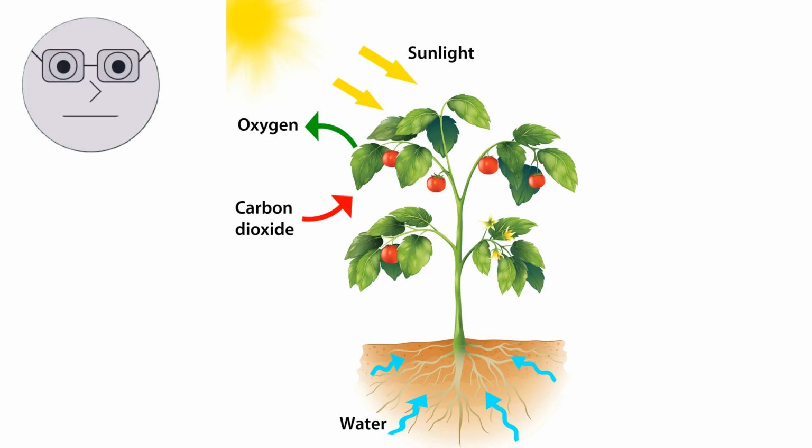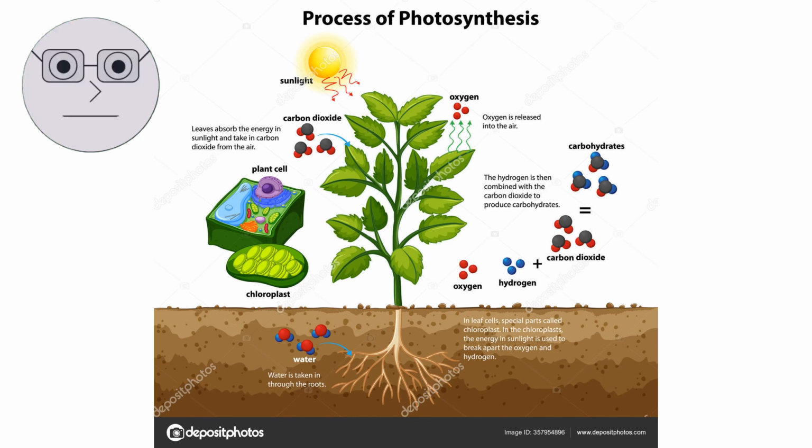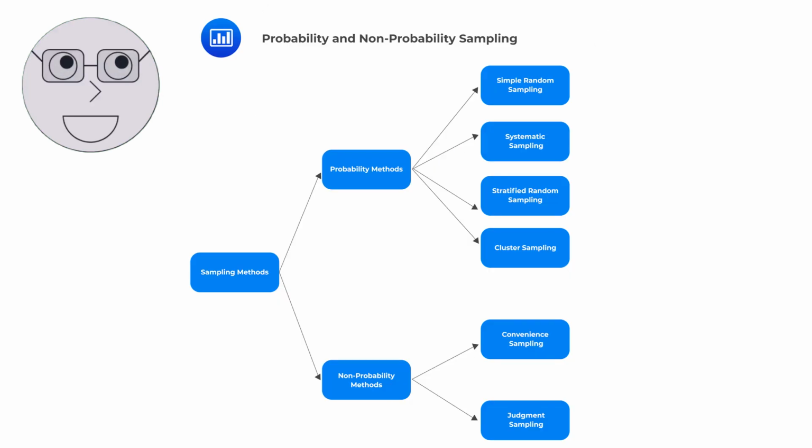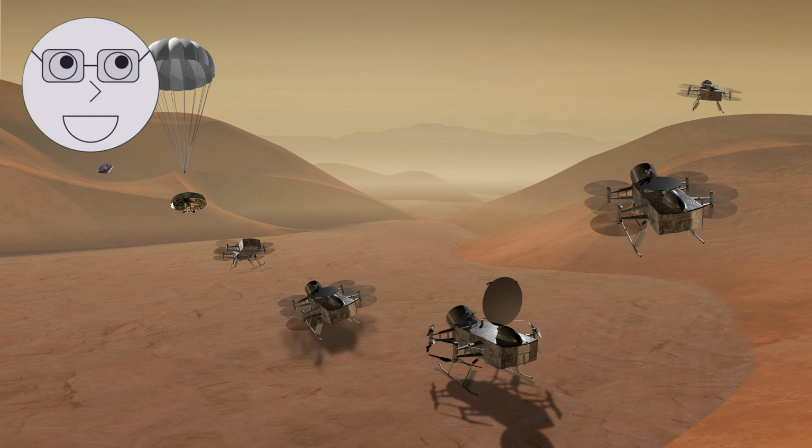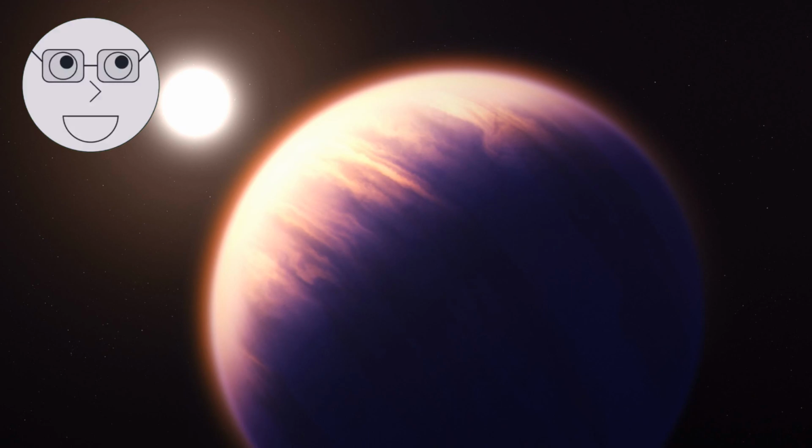For example, oxygen is a biosignature because it's produced by photosynthesis, a process that requires life. Animation of a plant undergoing photosynthesis. But there are also non-biological processes that can produce oxygen, so we need to look for other biosignatures as well. Animation of a hypothetical alien planet with a biosignature in its atmosphere. The search for life beyond Earth is a complex and challenging endeavor, but with new telescopes and technology, we're getting closer to answering one of the biggest questions in science: are we alone in the universe?